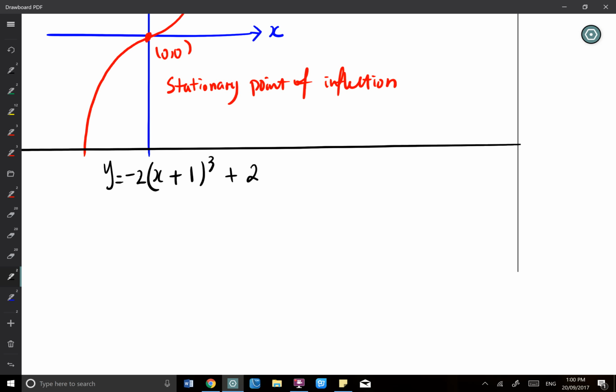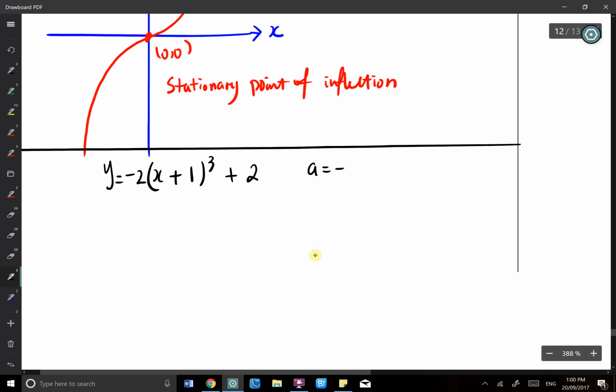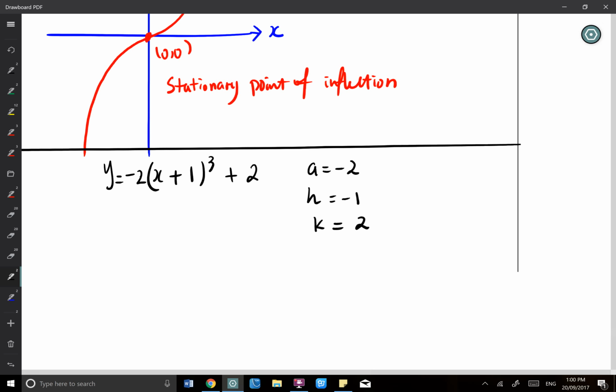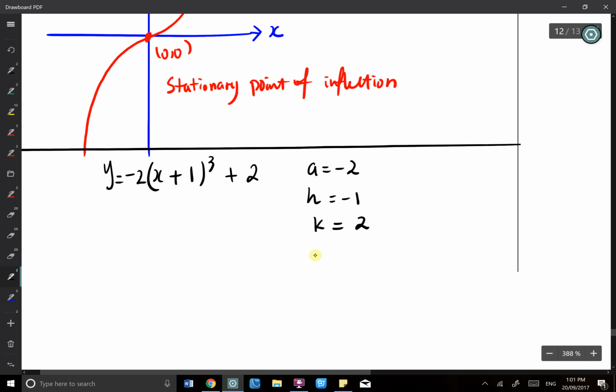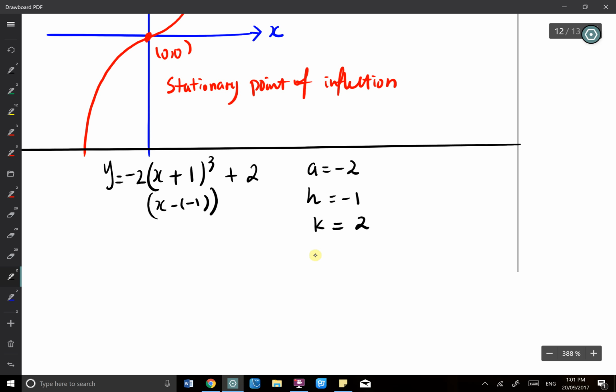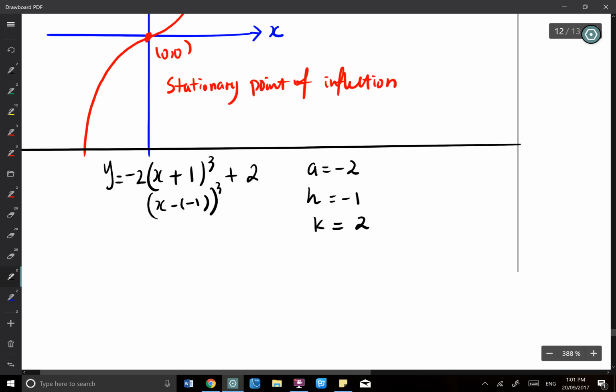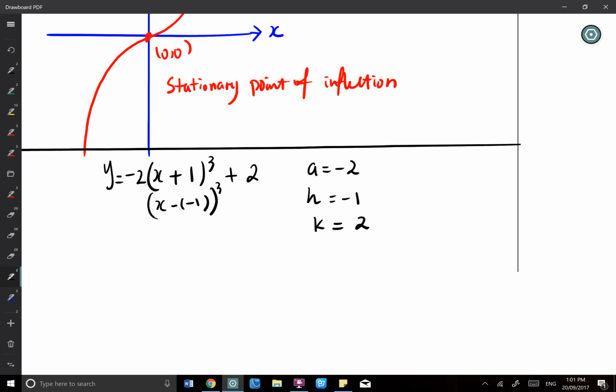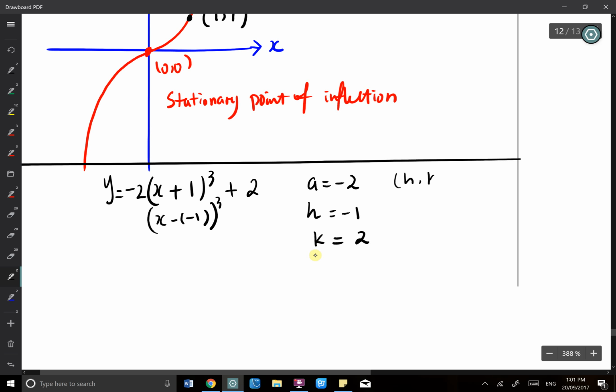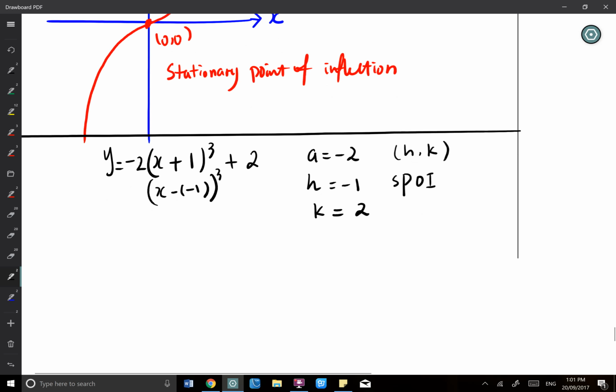This is the form I wrote above. A equals negative 2 in this case, h equals negative 1, and k equals 2. So x plus 1 is x minus negative 1, cubed. I want to sketch this graph. First of all, h comma k must be the stationary point of inflection.